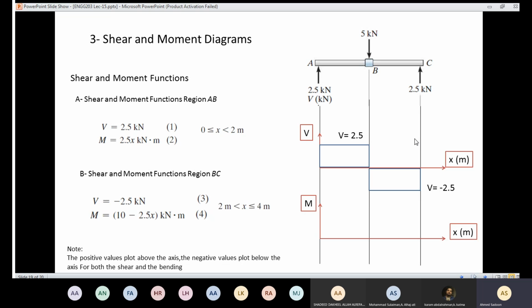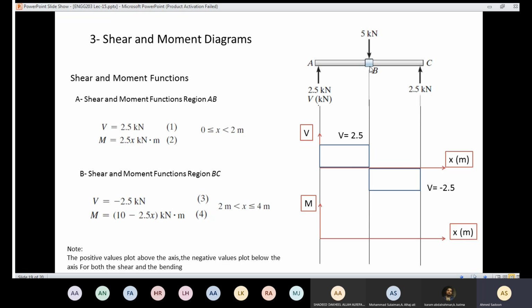So the shear force diagram shows us that if you are going to take a section here, the shear is going to be 2.5. If you are going to cut it here, also it is going to be 2.5. If you are going to cut it here, it's going to be minus 2.5. If you are going to cut here, it's going to be minus 2.5. So now I know the variation of the shear force diagram, which is our goal. Then we need to do the same thing for the bending moment diagram.